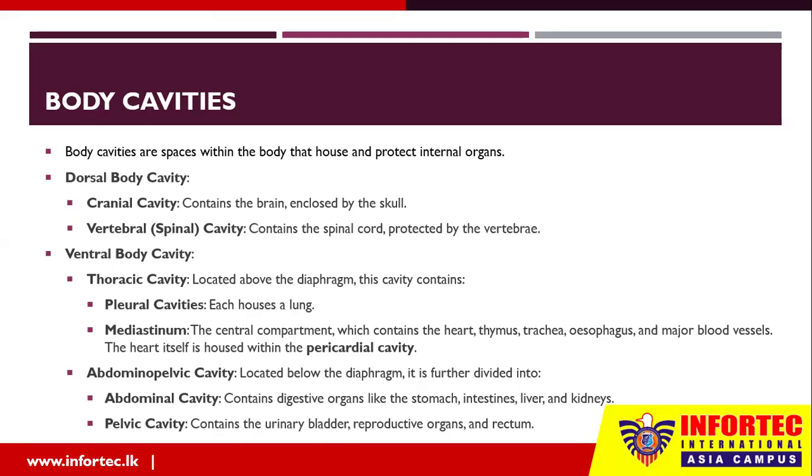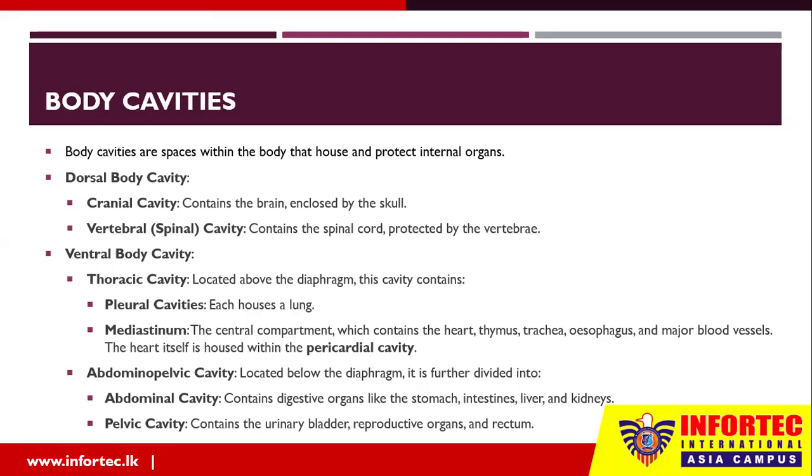So I think you can remember there were two main types of body cavities. One is the dorsal body cavity and the next one is the ventral body cavity, right? The dorsal body cavity protects our central nervous system. There were two body cavities under the dorsal body cavity, right? One is the cranial cavity, the other one is the spinal or vertebral cavity.